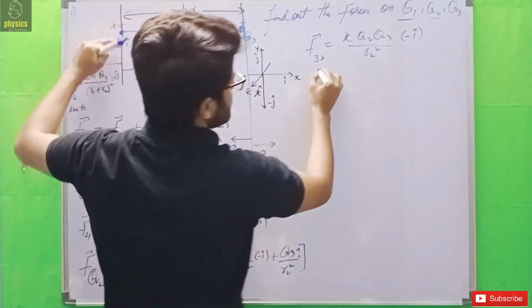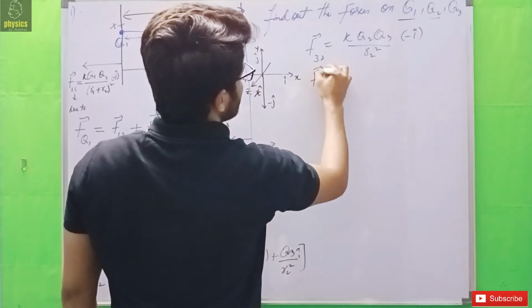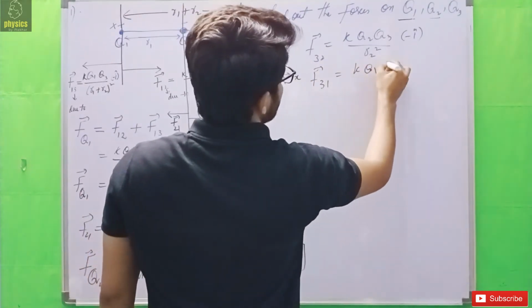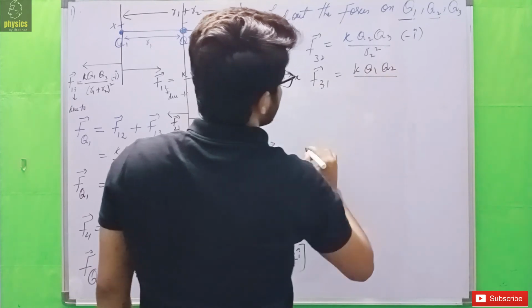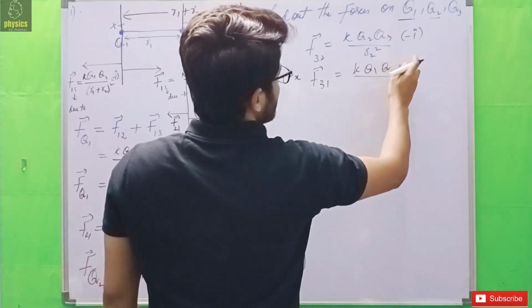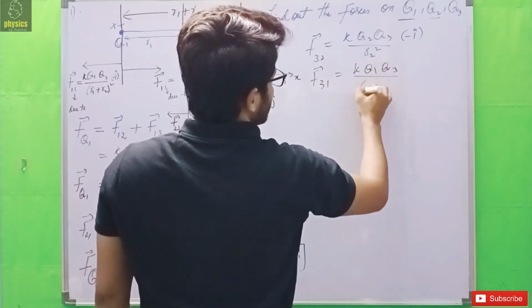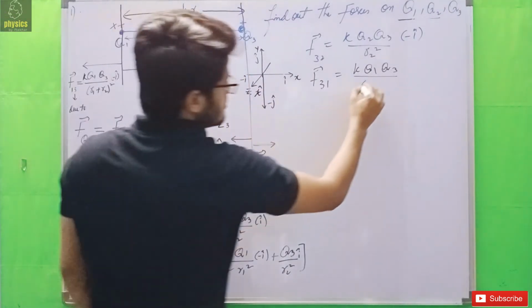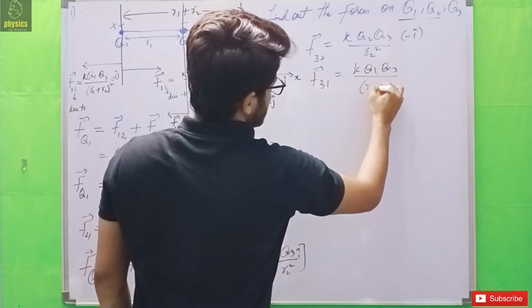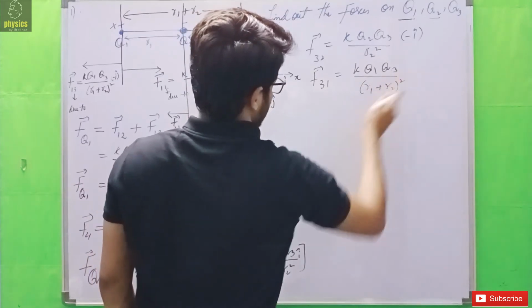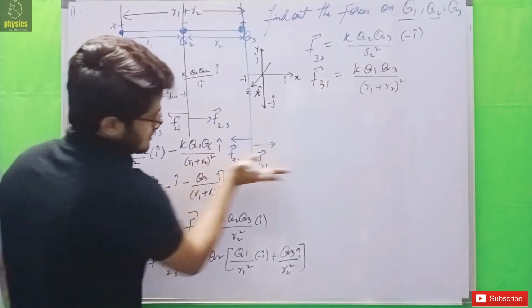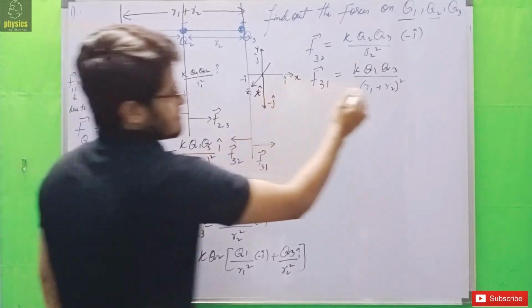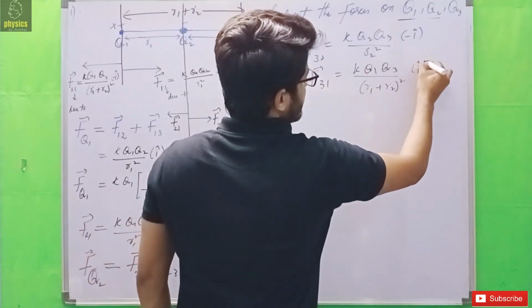So this will be F31 equals K Q1 Q3 divided by the distance between Q3 and Q1, that is (R1 plus R2) whole square. The direction is along the positive x-axis, that's why it will be i cap.